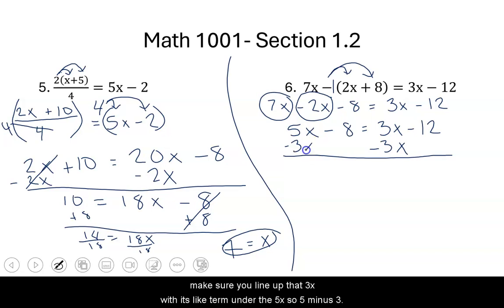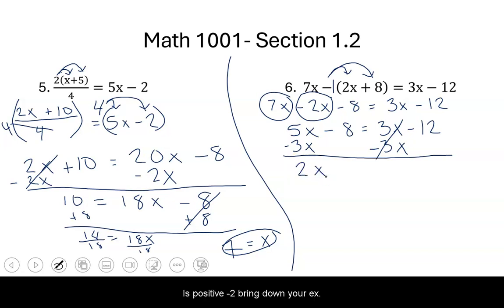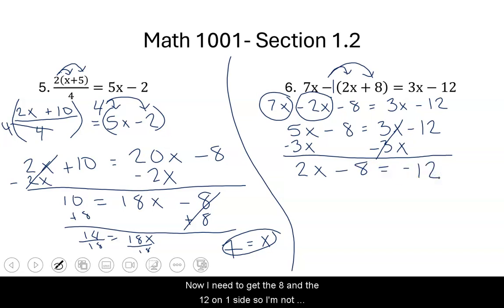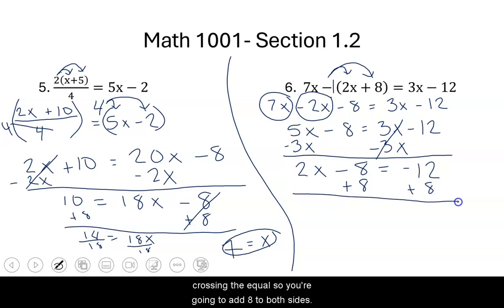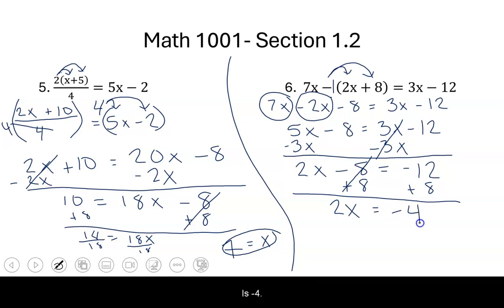Make sure you line up that 3x with its like term under the 5x. So 5 minus 3 is positive 2. Bring down your x. Minus 8 equals negative 12. Now I need to get the 8 and the 12 on one side. So I'm not going to move that negative 12 because it's holding down that right side. So I need to move the negative 8. We're crossing the equal, so you're going to add 8 to both sides. So bring down the 2x equals, the 8's cancel, so negative 12 plus 8 is negative 4.